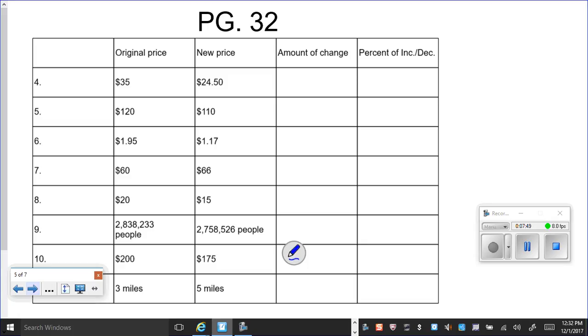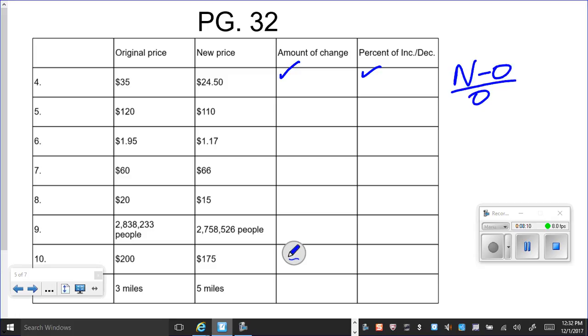In your work area, I need to see all of the work that it takes to come up with this answer and this answer. I will show my work here for number 4. You can follow along, and then you're going to do all of these on your own, 5 through 11. So number 4, remember, we're always going to write down new minus original over original.